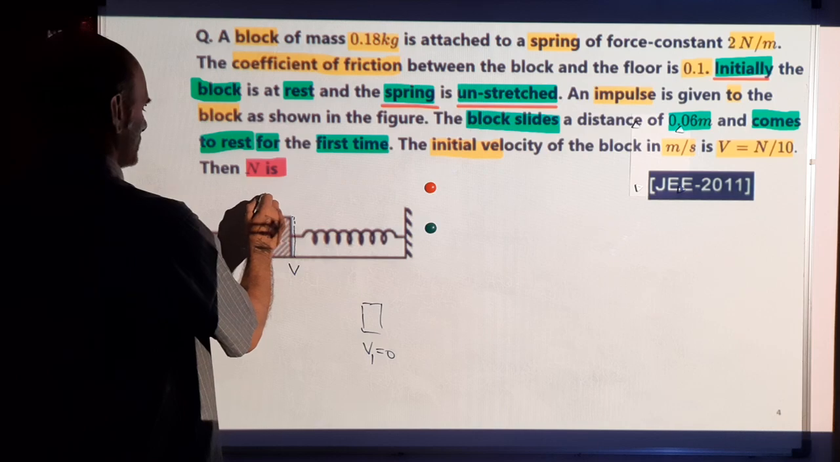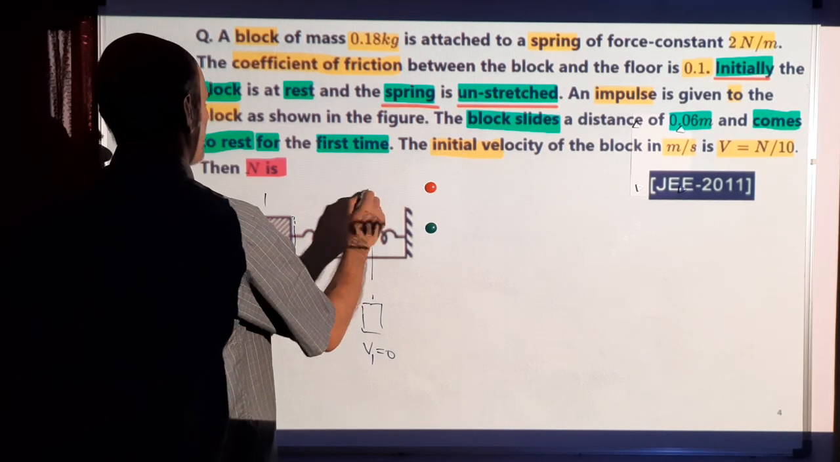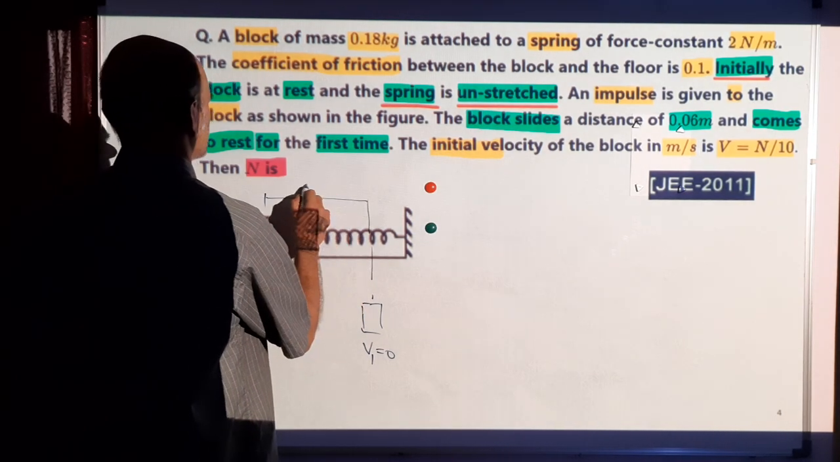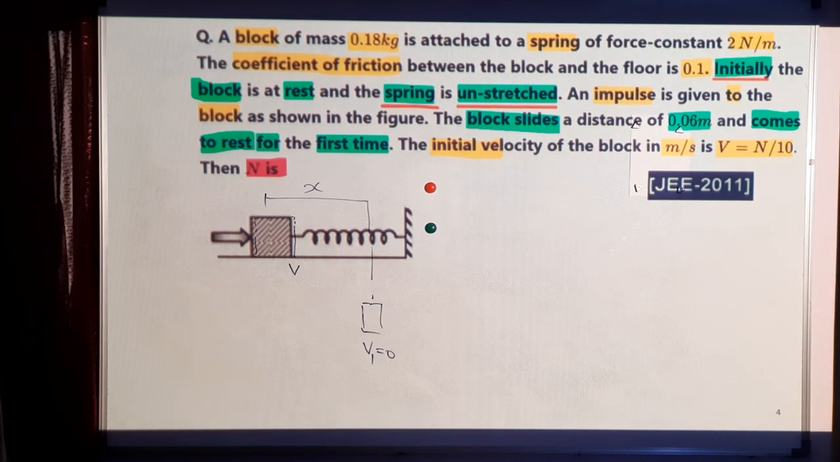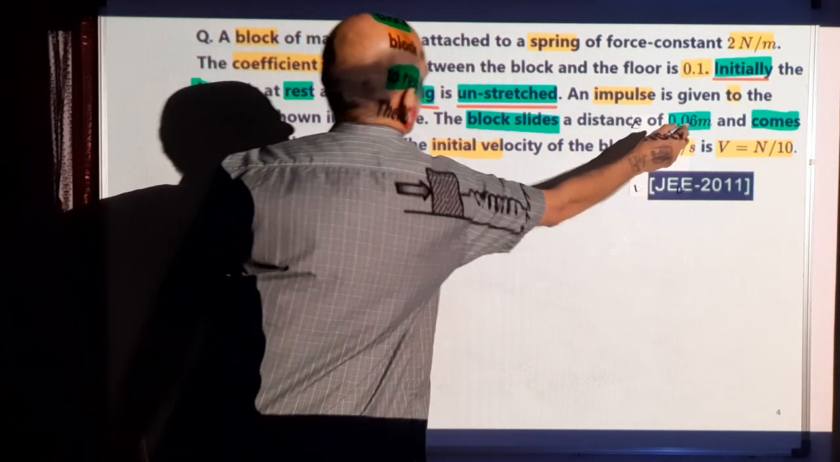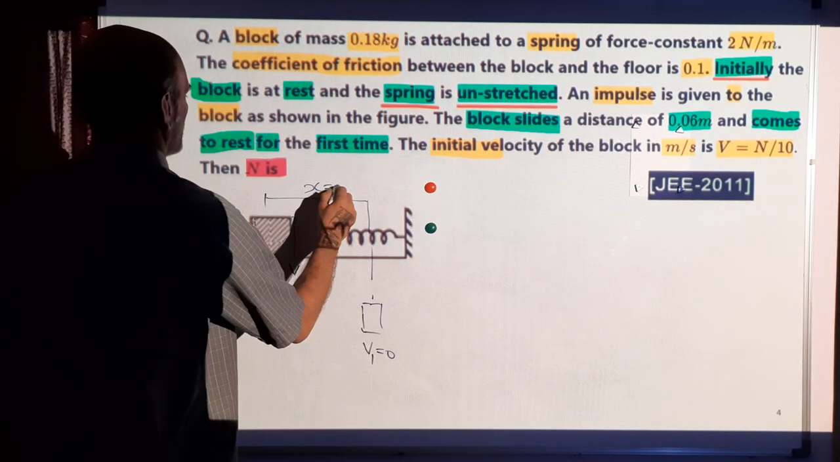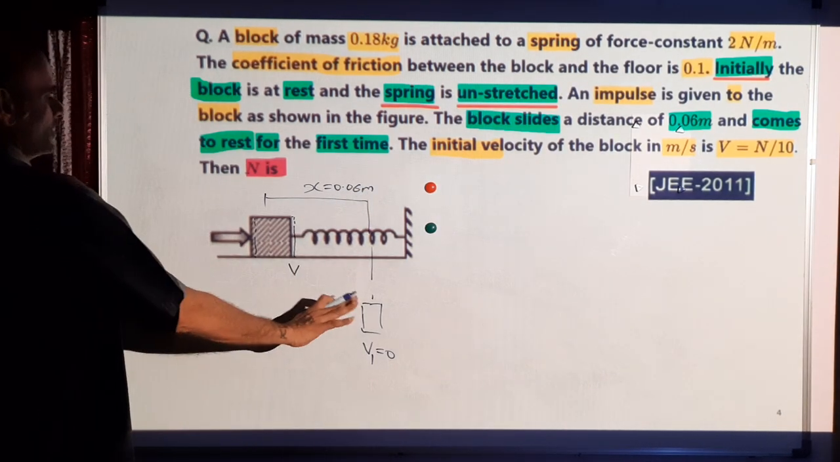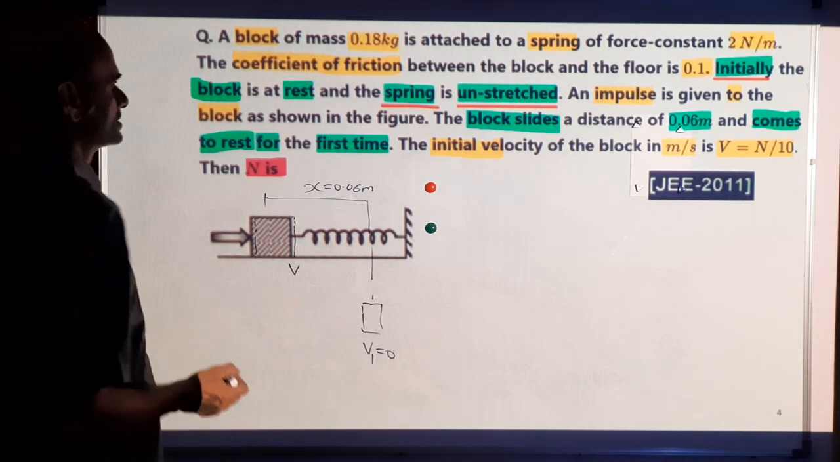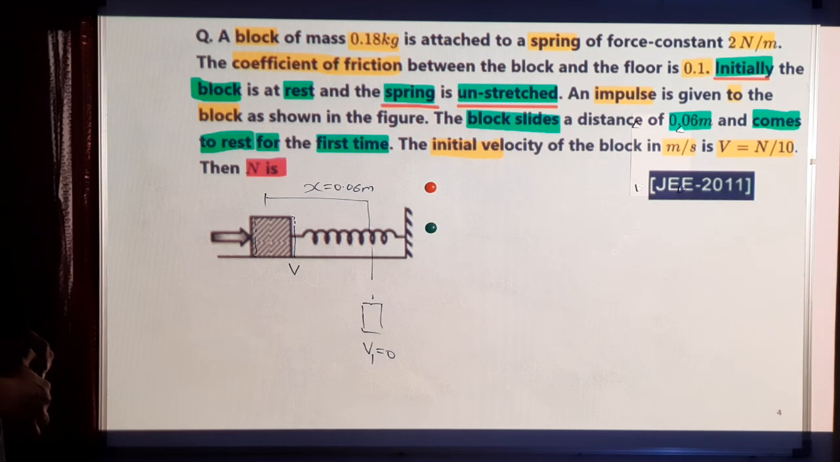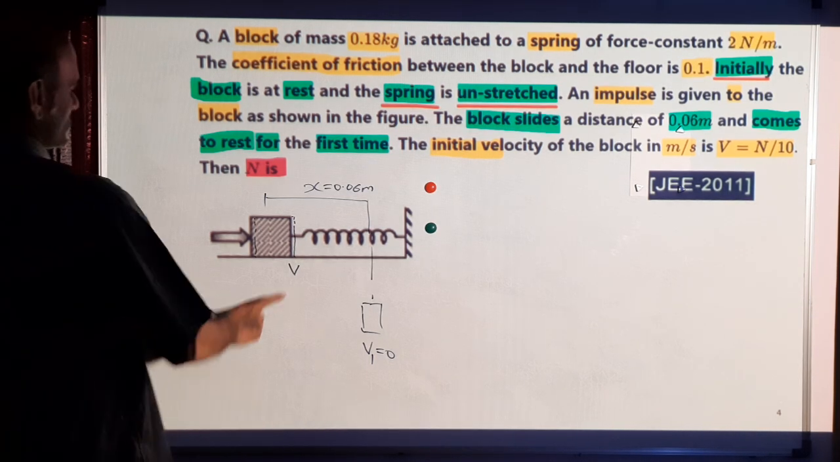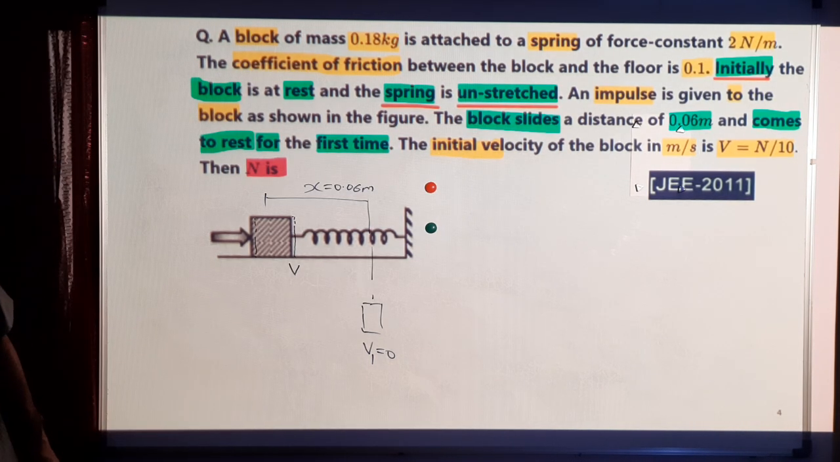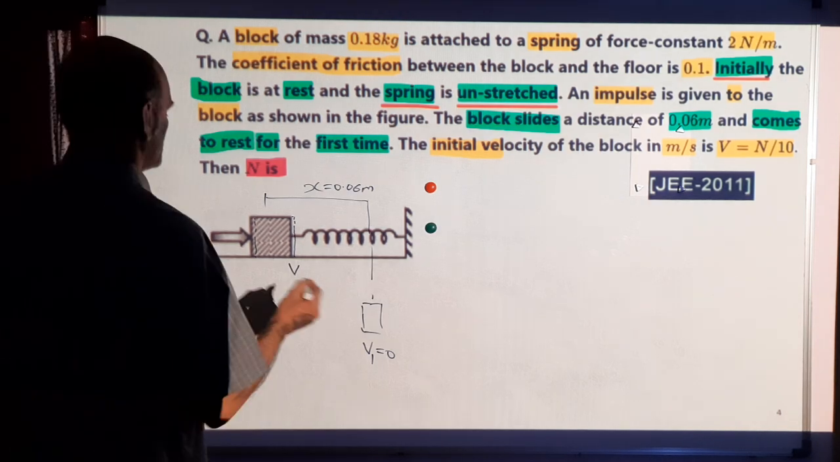So this distance is x, and that value is given as 0.06 meter. So the block moves by this much distance before it stops. So we define this velocity, and there is a friction force between the block and the surface.